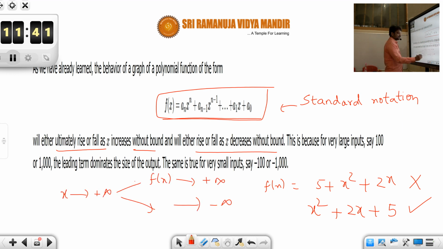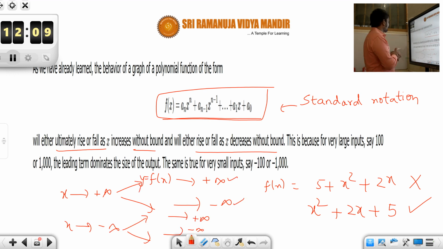There are only two possibilities. When x tends to plus infinity, what would happen to the value of y? Either it goes to plus infinity or minus infinity. Similarly, if x tends to minus infinity, again there are two possibilities for y. Either it goes to plus infinity or it falls to minus infinity. So these are the four possibilities that you have to learn in this lecture on learning end behavior.